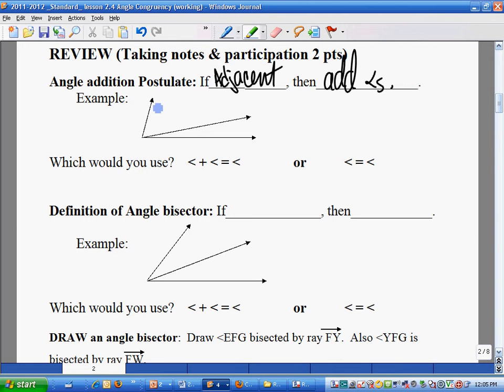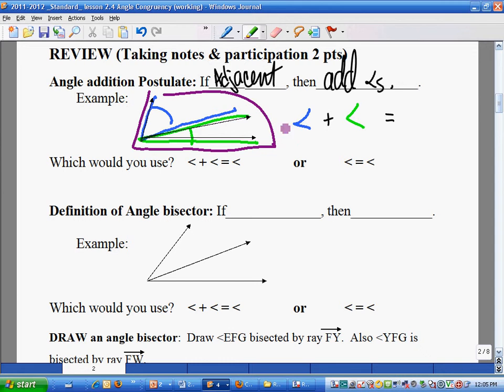Okay, which means this. I'm going to color code this. This angle plus this angle. You don't have to use the same colors as me, just make them different. Equals the big angle. Little angle plus little angle equals big angle. That is from the previous class.